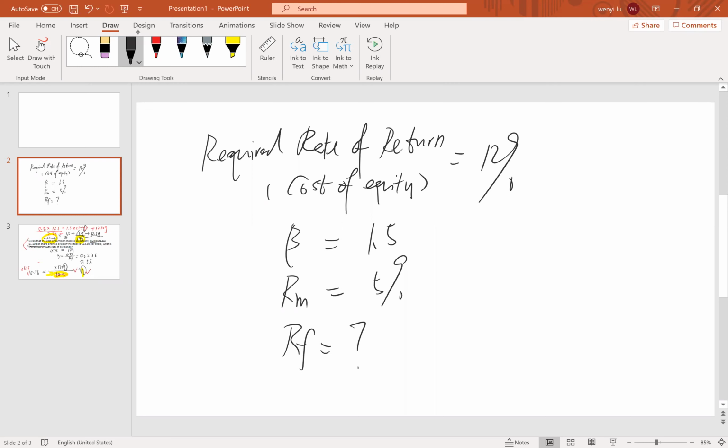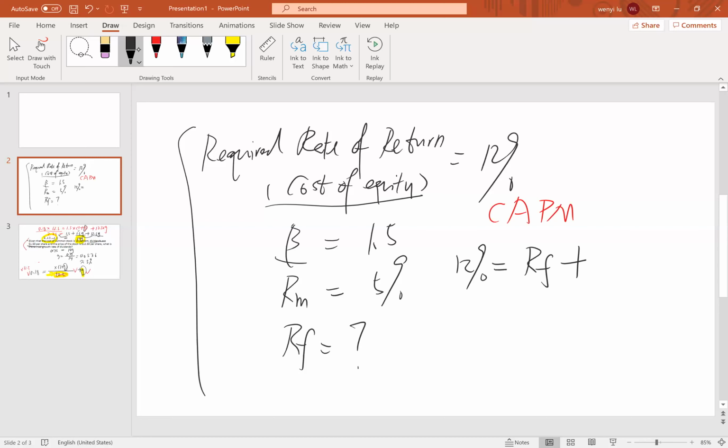How to solve the risk-free rate? You see our cost of equity, and you see the beta, so we will use the CAPM, the Capital Asset Pricing Model. So we have the cost of equity, 12%, must equal the risk-free rate, RF, plus the beta, 1.5, times (RM minus RF). RM is already given, so that's equal to 5%. So what's the RF?